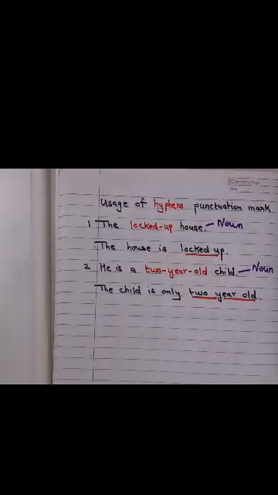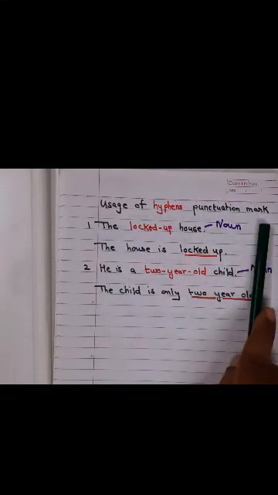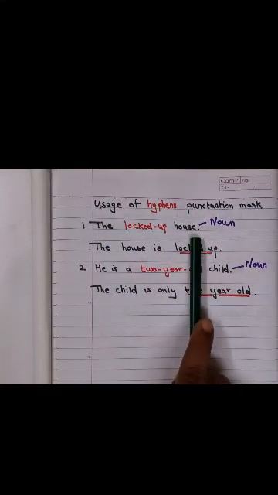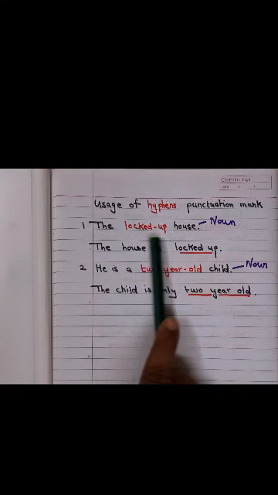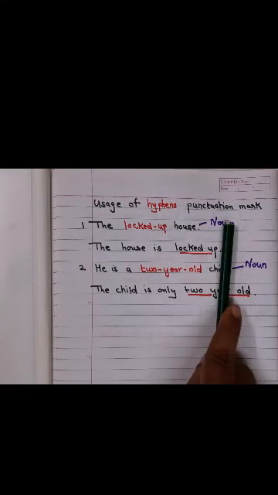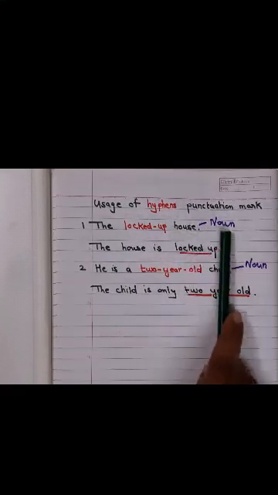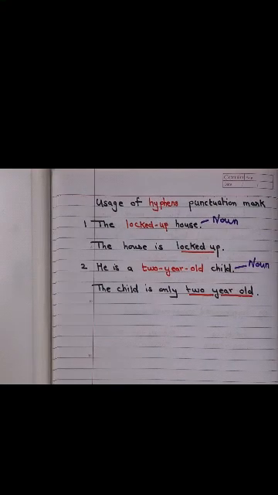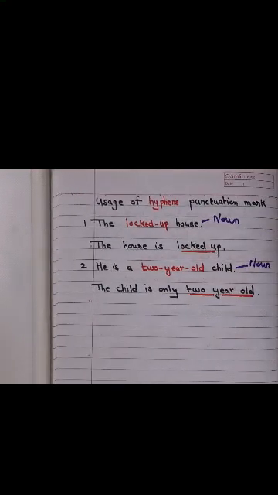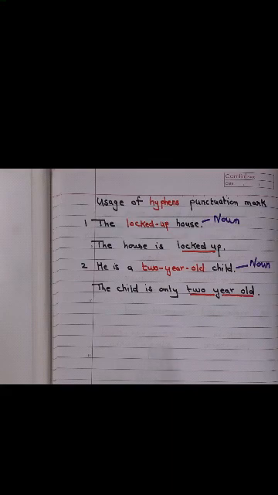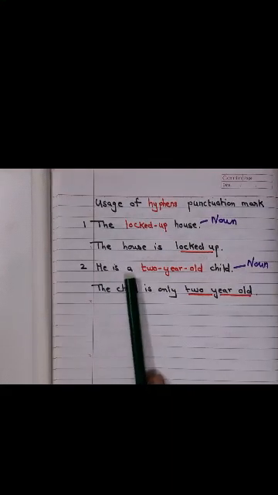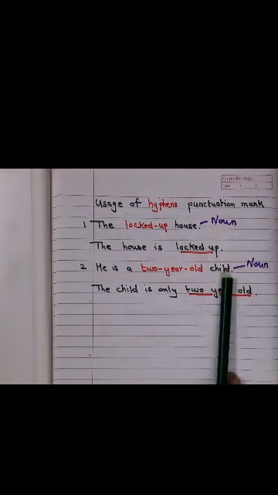Yes children, I have written this here for you, so please pay attention. Usage of hyphens, punctuation mark. The locked-up house. As I told you, children, your adjective should be first and then you should have the noun. Now this is your noun. What are nouns, children? Person, place, animal, things. And what are adjectives? Describing words. Right? Now look here. He is a 2-year-old child.